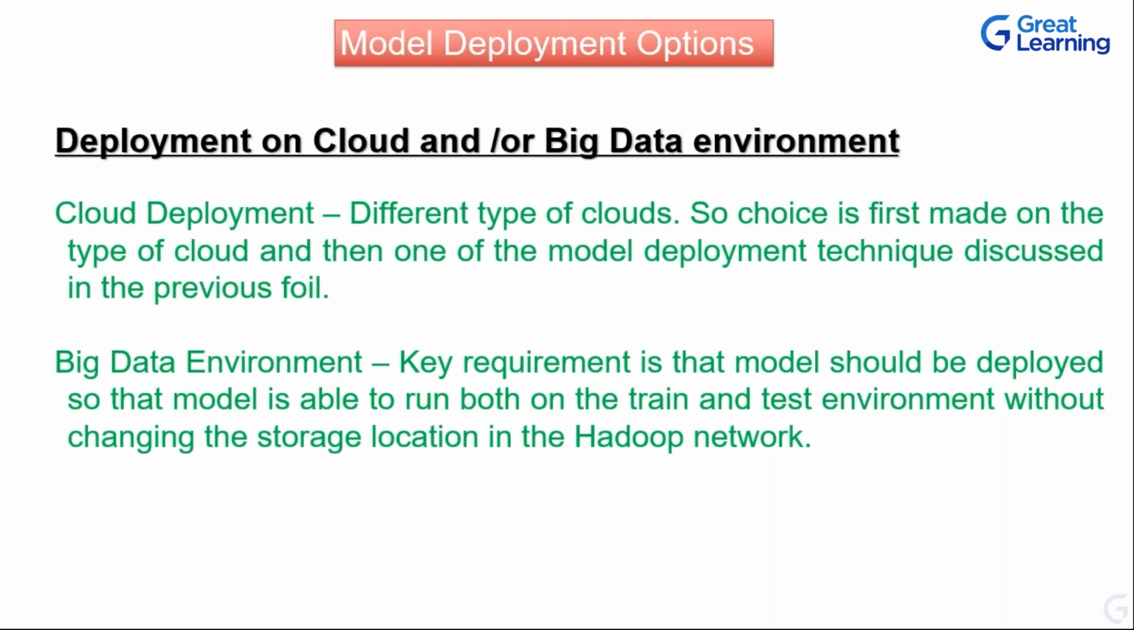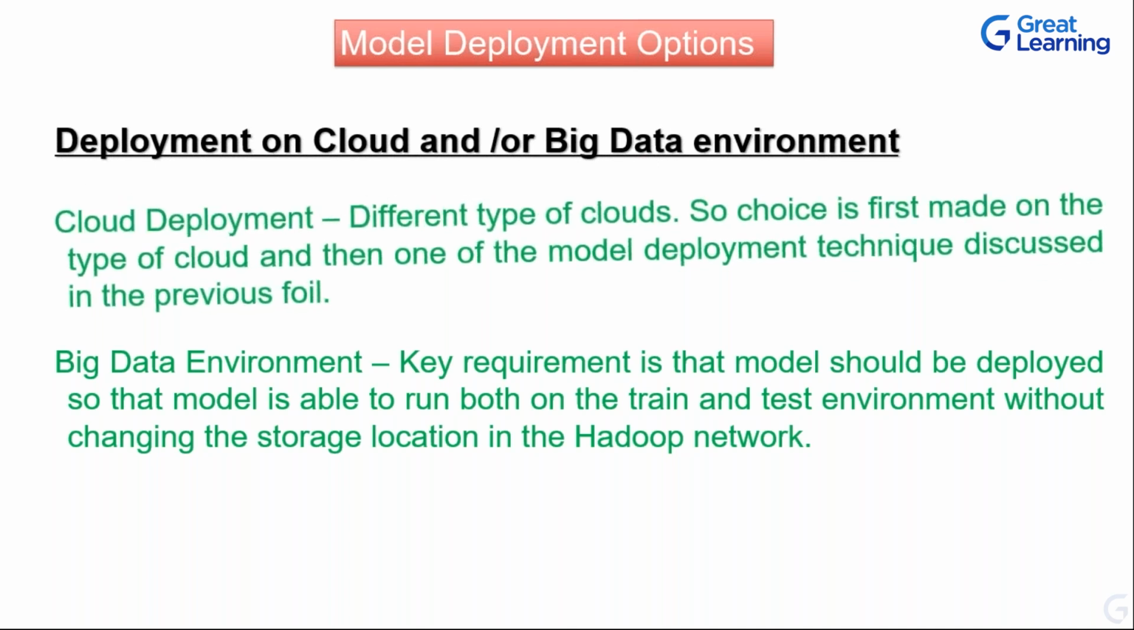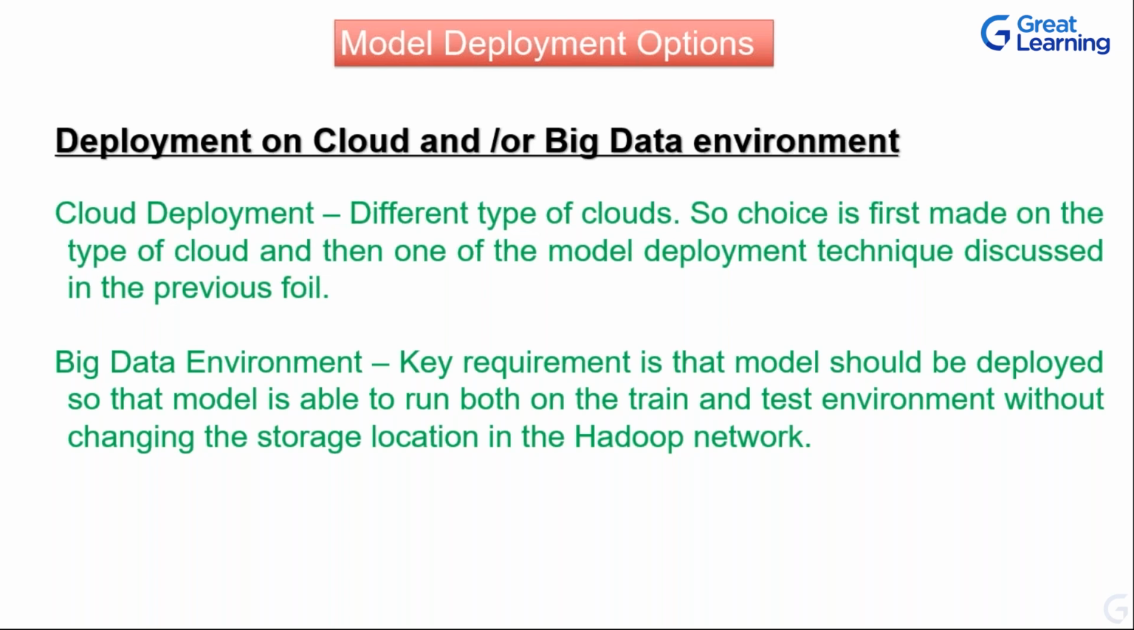Two other methods of doing a model deployment, which are cloud and big data. Now, on a cloud deployment, there are multiple choices available, right? Now, why I have made a separate file for this is because I really want all of you to go and explore it. Because for a cloud deployment, there are different kinds of clouds. So first you need to make a choice whether it is a private cloud, a public cloud, or a limited deployment cloud. And then any of the techniques which we spoke about in the past can be used.